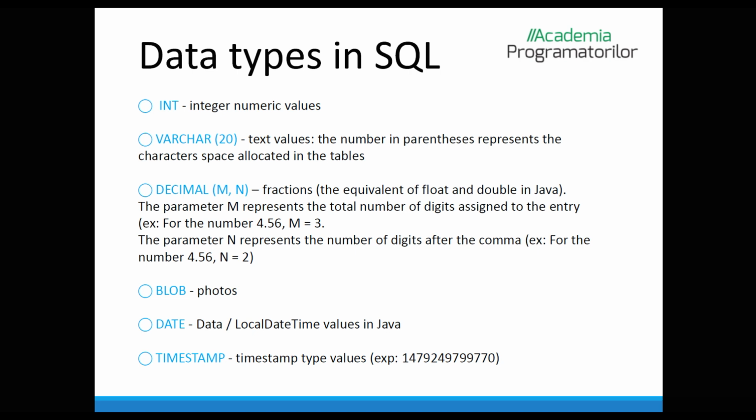The blob data type will store images, but we will not focus on it in this course. We will also have the date data type, which will store temporal data. This date type is equivalent to our Java local date and date objects, which we will talk about in our advanced Java course. The timestamp data type can also store a certain point in time. This point represents the total number of seconds that have passed since January 1st, 1970 and the present time.